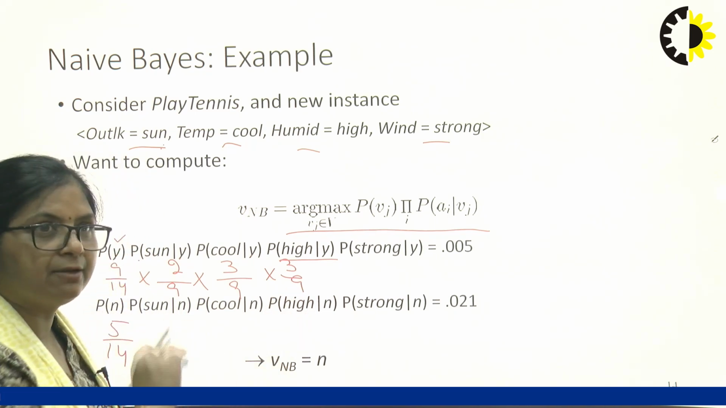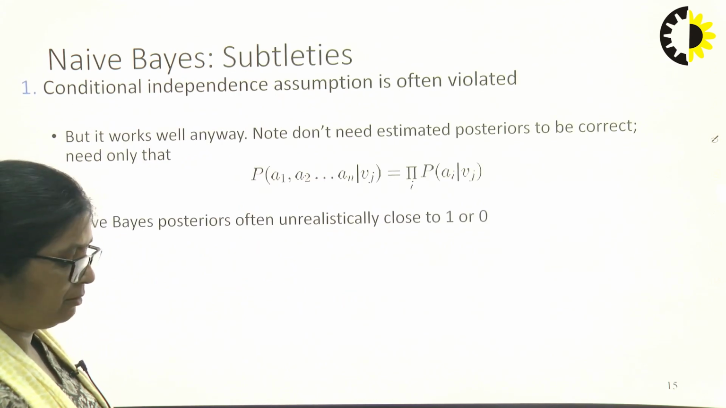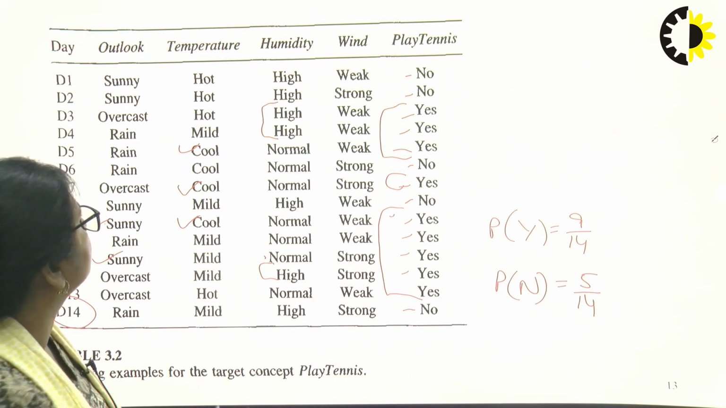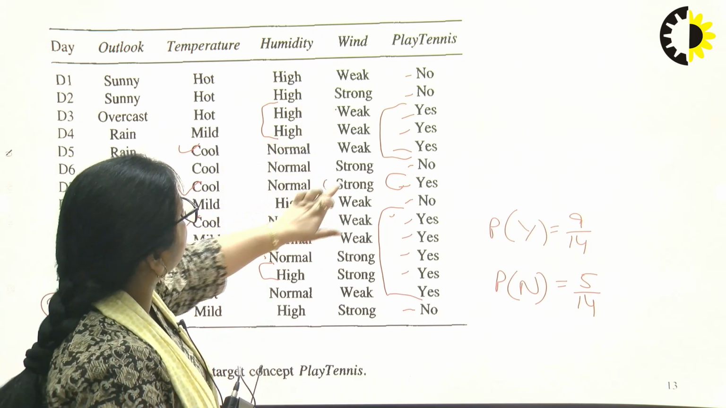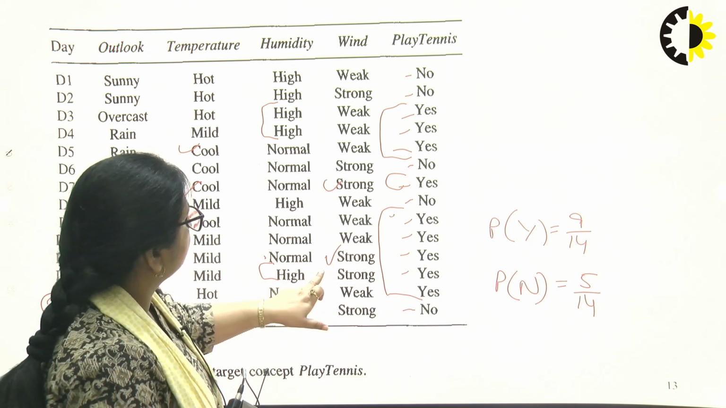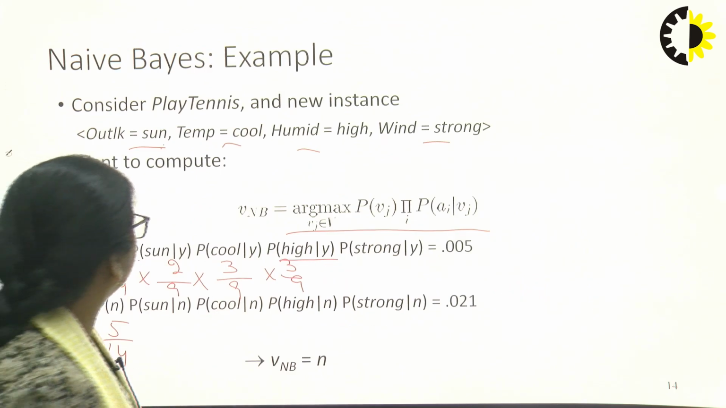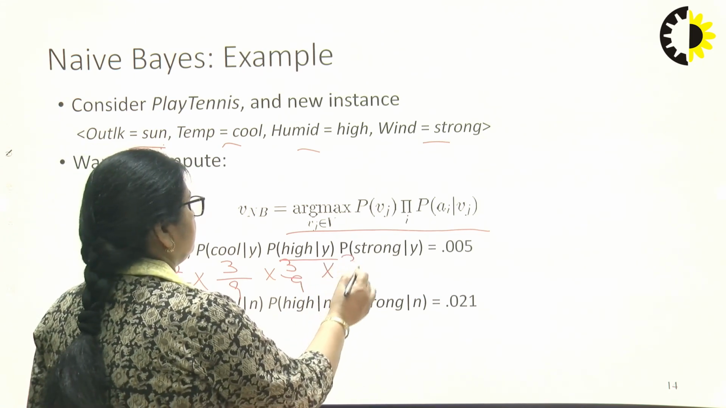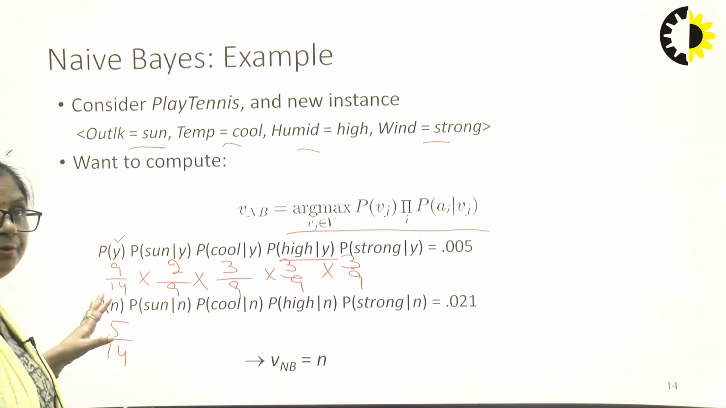Then we will check for y the wind. Wind is strong. For yes it is weak, 1, 2, 3. It is also 3 by 9. So this way we calculate the positive probability.